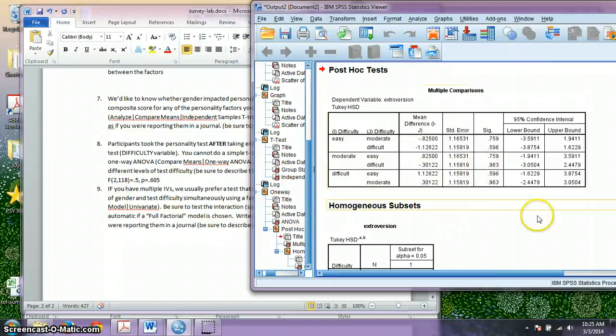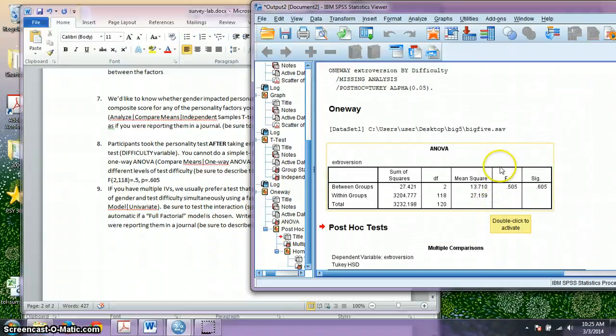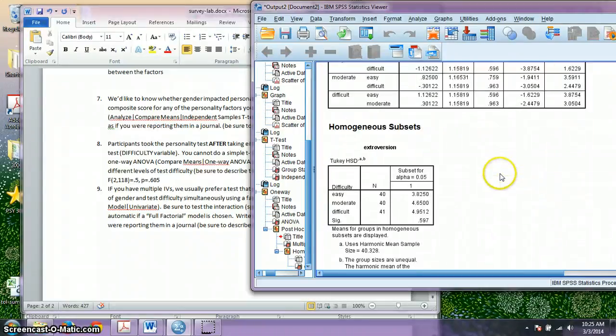There's also these post hoc tests, which, especially if these were significant, you might want to wonder, well, is easy different than moderate? Is moderate different than difficult? So this gives all pairwise comparisons. And these are interpreted very similarly to a t-test, and you can see the significant values of these are 0.59, 0.96, and 0.75, which means there is no difference. Nowhere here did it actually show us what these values were.